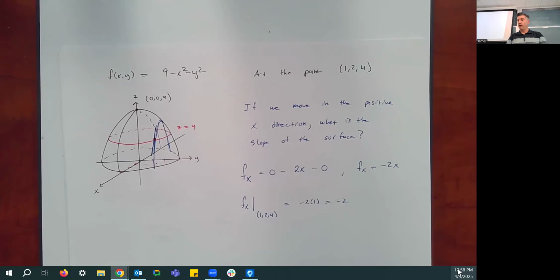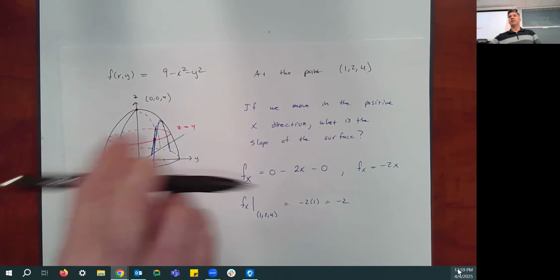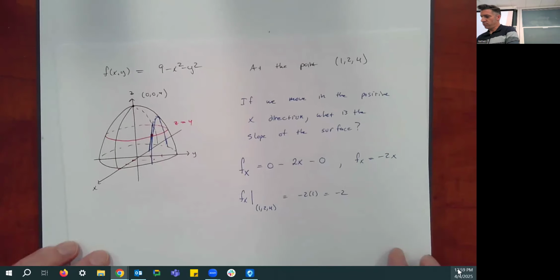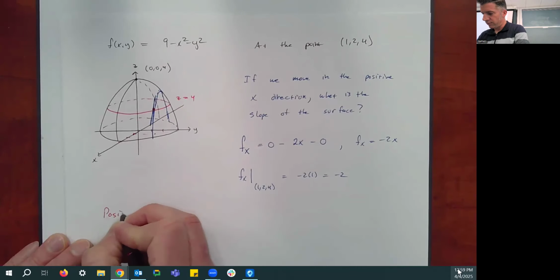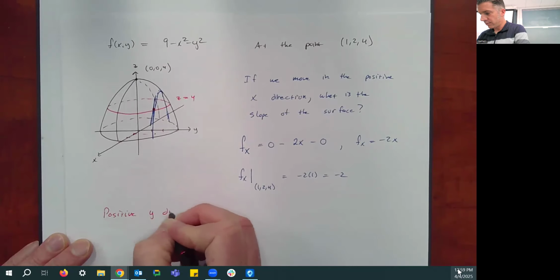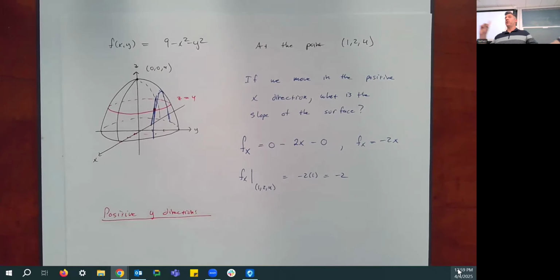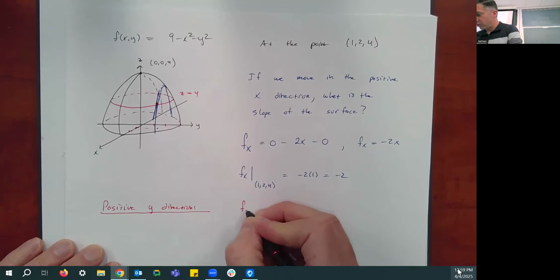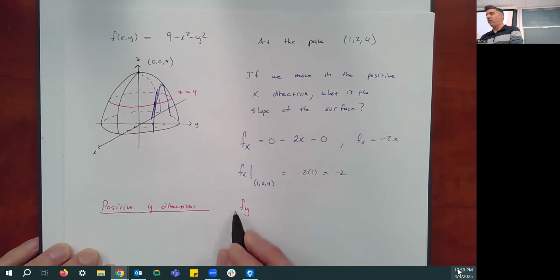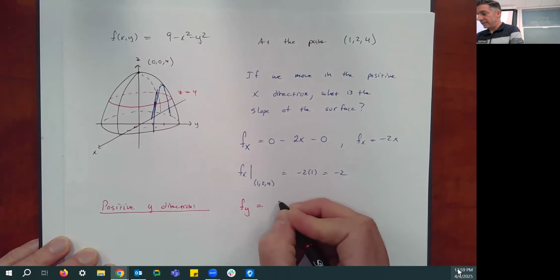In a similar way, we can ask what the derivative or the slope is in the positive y direction, if we move to the right instead of moving forward. So in the positive y direction, again, I want to make it super extra clear. If we're moving in the y direction and only in the y direction, no other variable is changing. X isn't changing. So our partial derivative with respect to y, which you say f sub y, or you could also write it as del f del y.